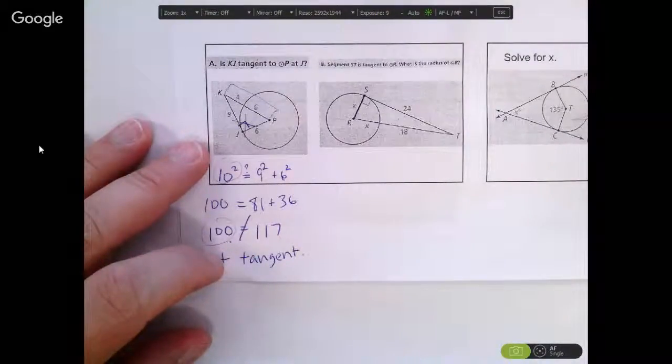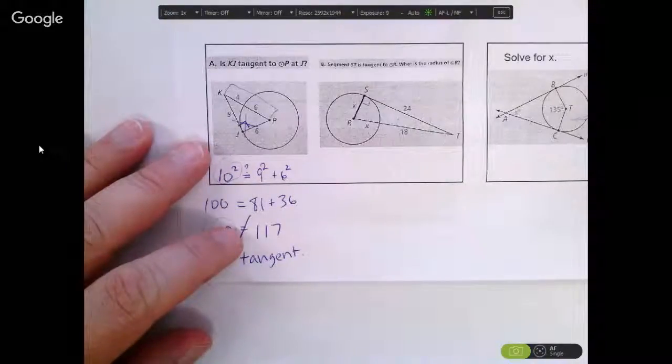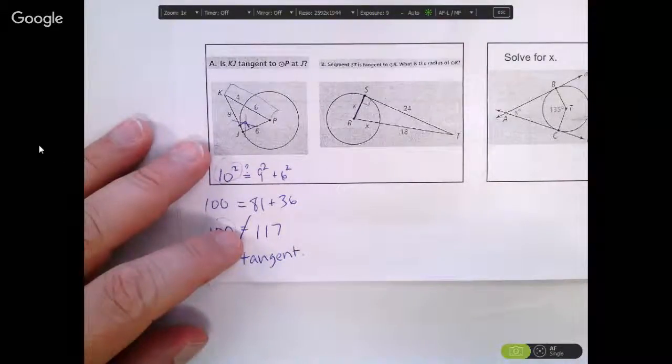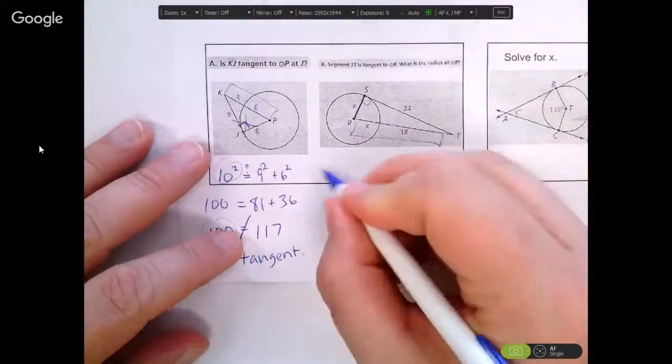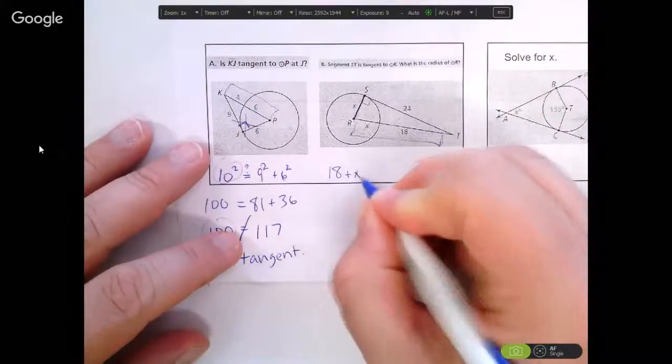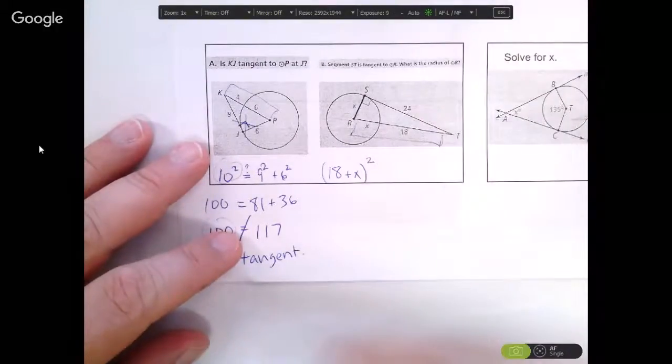15.87450787. How'd you get that? I did math. Okay, I'm listening. I did 24 squared minus 18 squared and the square root of the answer. But it's 18 plus x squared. Correct. You can't just do 18 squared. So what is the hypotenuse? 24. It would be 18 plus x. The hypotenuse is this whole length right here. So it is 18 plus x squared.